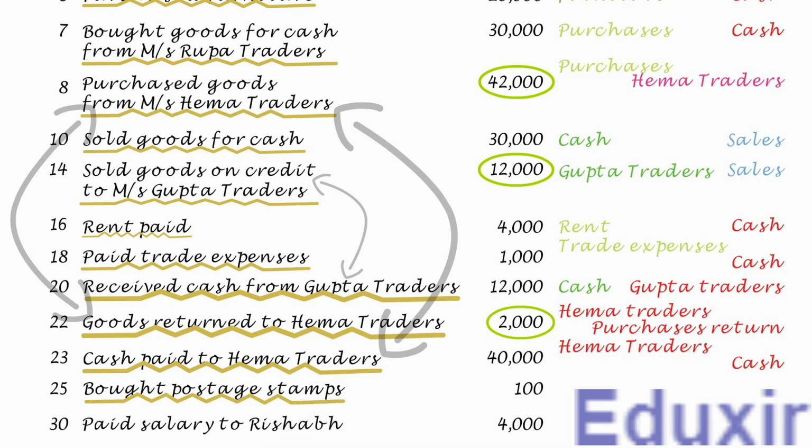Postage stamps are expenses for the business. Unless otherwise specified, all the payments to bear the expenses are considered to be done in cash. So, this transaction can be restated as bought postage stamps for cash. So, in this transaction, the business is incurring an expense named purchase of postage stamps or simply postage.